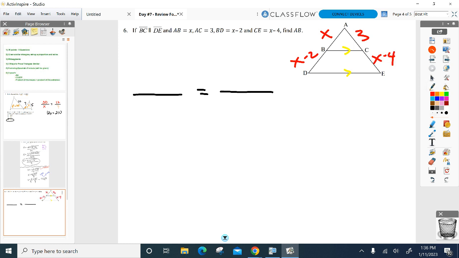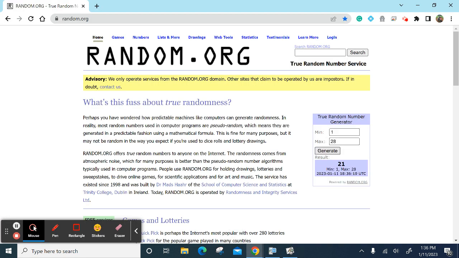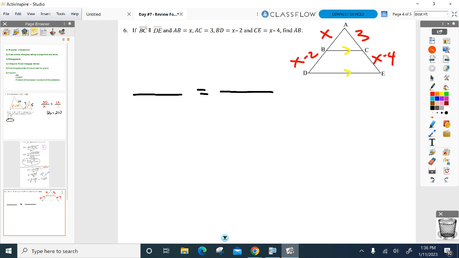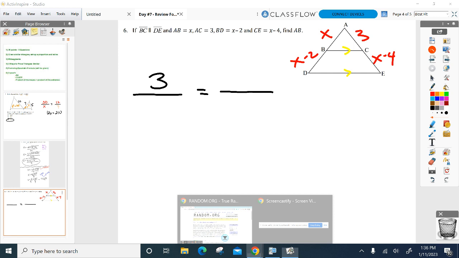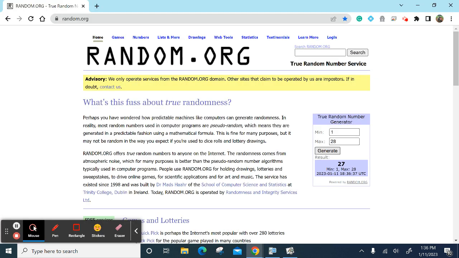I'm not even going to tell you where to start. Whoever I call on here, just start anywhere you want, but please don't put x minus 2 or x minus 4 in there, right? Because we only have full sides in our proportions. Where do you want to start? Anywhere. 21. 3. You had the easy job, Dan. 3. All right. AC corresponds with what side in the bigger one? AC and which side? 27?